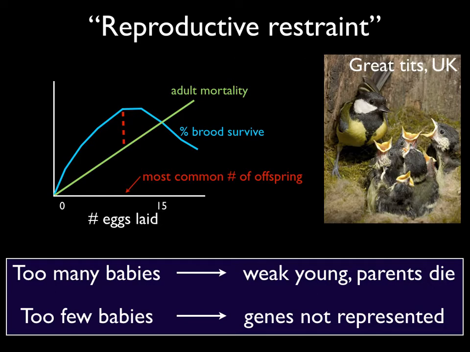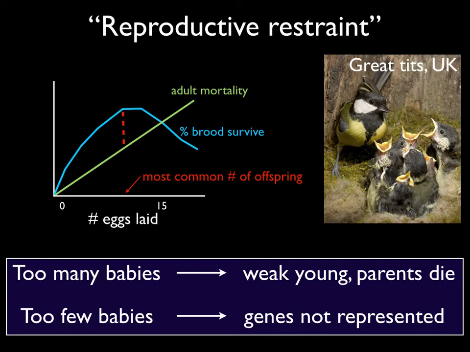They'll have, let's say, 15 eggs laid. What happens often in this case when this does occur is that the young don't get fed enough, and so they're very weak, and the parents are exhausted or predated upon because they're out foraging so much trying to support all these chicks. So if you have too many babies, you actually will leave fewer offspring. However, if you have too few babies, we see that the parents' genes are not as likely to be represented in the future generation.